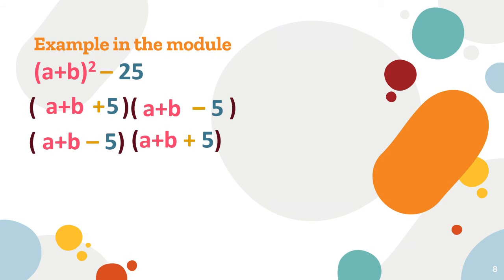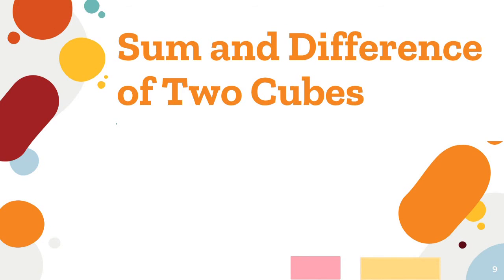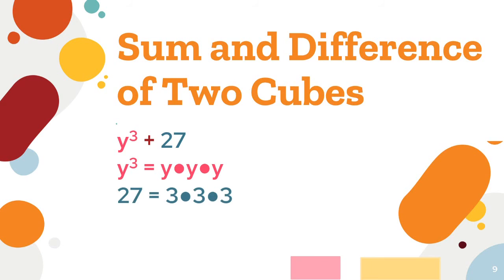So let us now proceed to sum and difference of two cubes. An example of this is y cubed plus 27. Y cubed and 27 are both perfect cubes. We have an addition sign, so it's a sum of two cubes. For the sum and difference of two cubes, you have to identify if the terms are perfect cubes. So y cubed is a perfect cube because it is y multiplied by itself 3 times. So the cube root of y cubed is y.